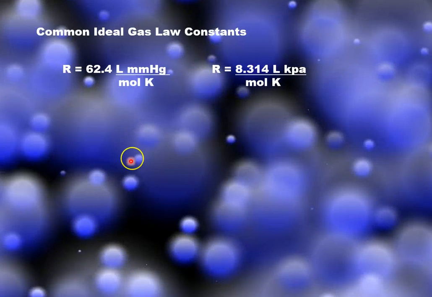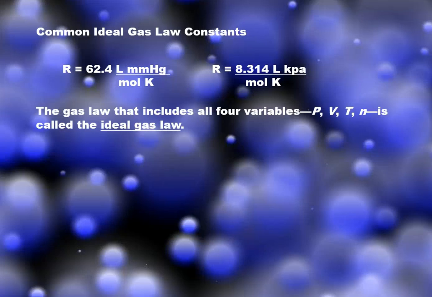The common ideal gas law constants are 62.4 liter millimeter mercury over mole Kelvin. Now look, that is the pressure unit, millimeter mercury. Or you can have 8.314 liter kPa over mole Kelvin. So the difference is in the pressure unit. So when you're doing ideal gas law problems, you have to make sure that you choose the correct gas law constant, the one that has the pressure unit that is in your problem.